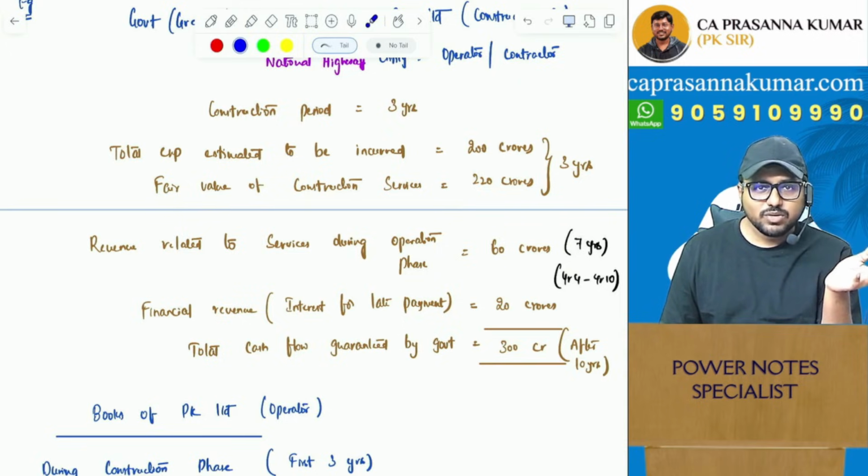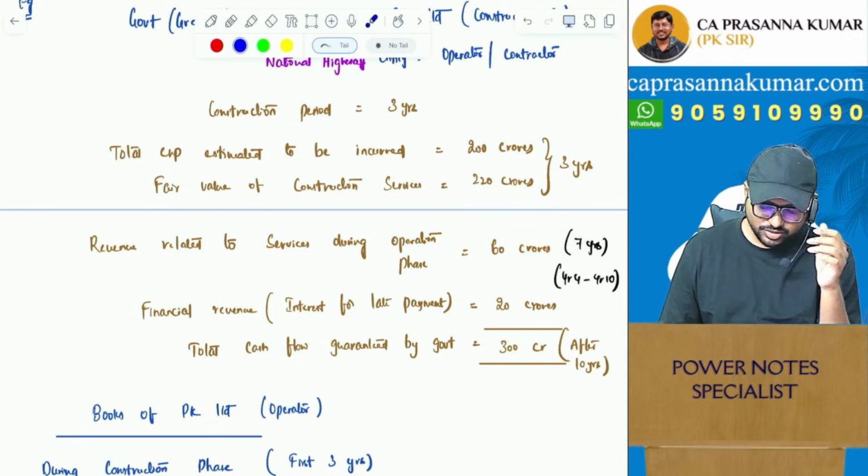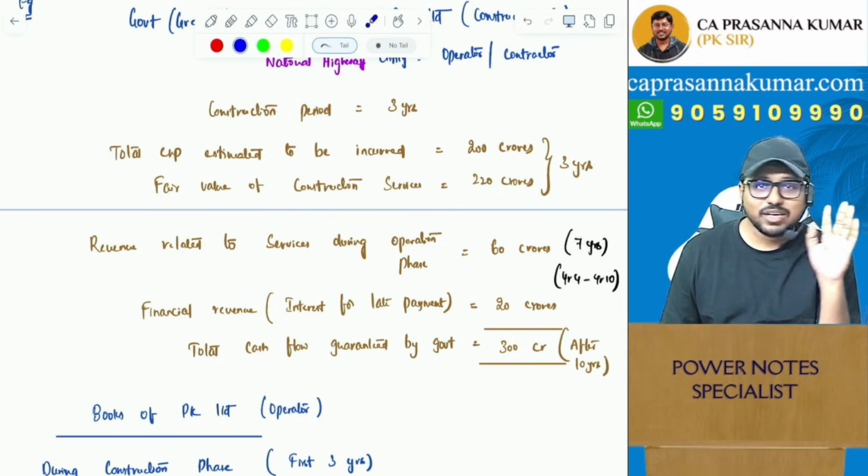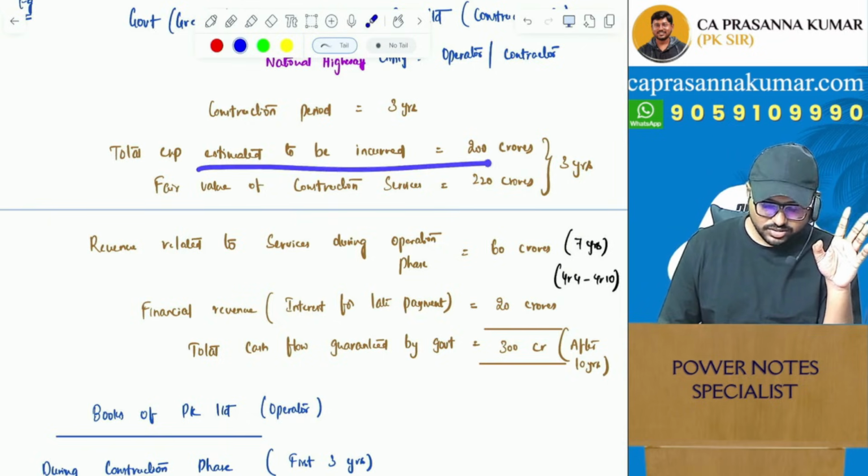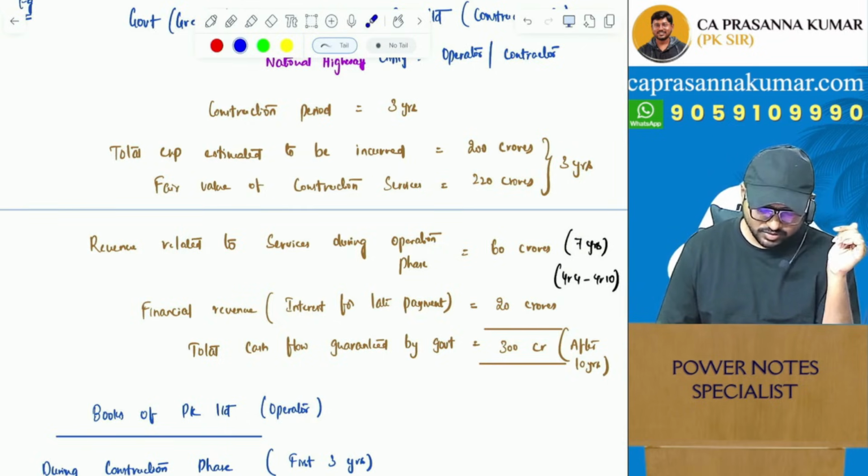Why do we need fair value? Because IND AS 115 specifically says once you construct something, you have to recognize that at a fair value, not at the cost that you have incurred. But that is the point we will see now. That's why fair value information is also important.